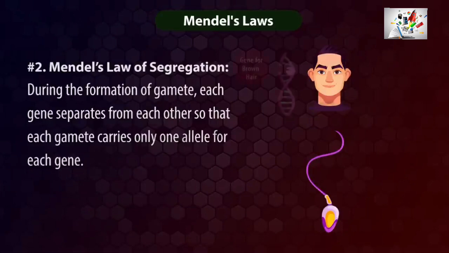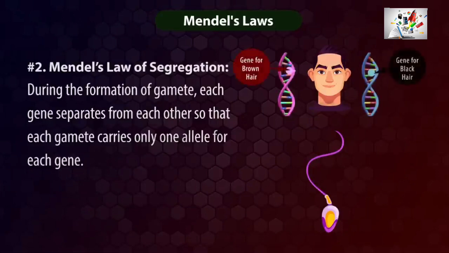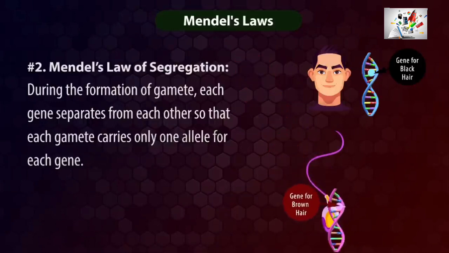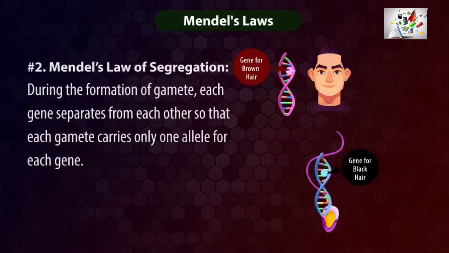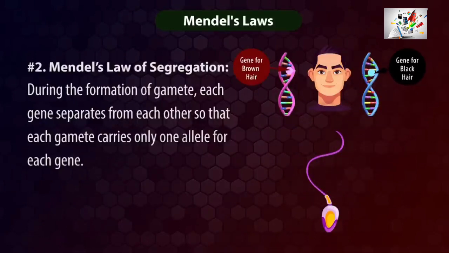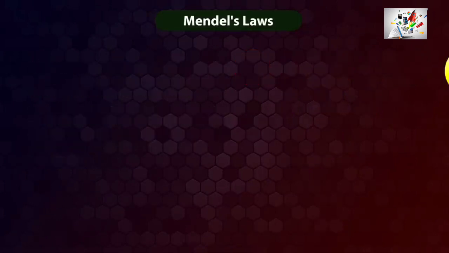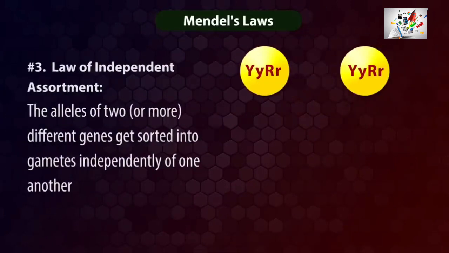For example, a man has two alleles for his hair color, like brown and black, in his cell, but his gametes or sperm cells will have either the brown or the black allele only. This is called Mendel's law of segregation. During the formation of gametes, each gene separates from the other so that each gamete carries only one allele for each gene.